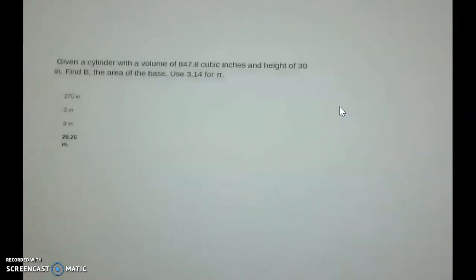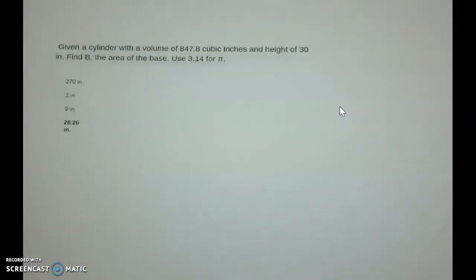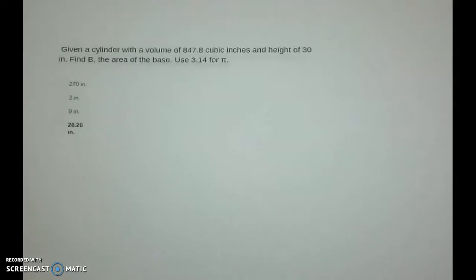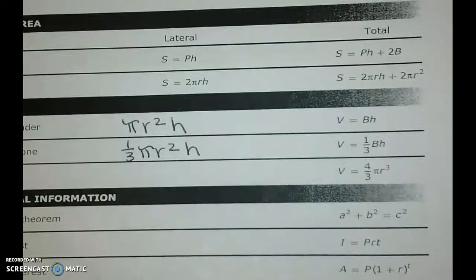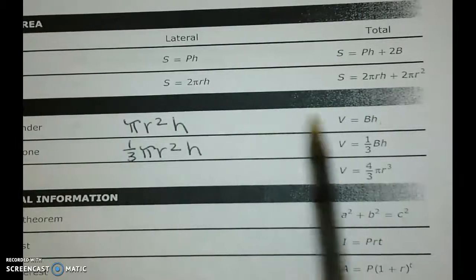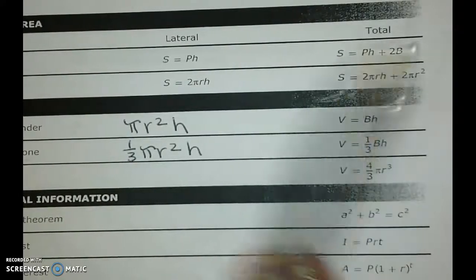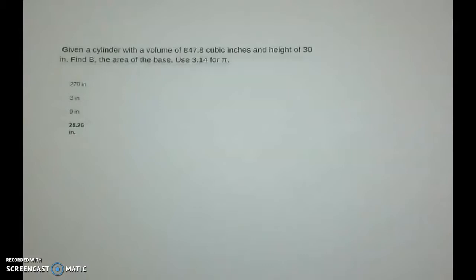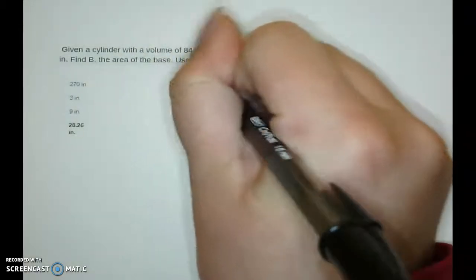So for the first question we're going to go over, it's given a cylinder with a volume of 847.8 cubic inches and a height of 30. Find B, the area of the base. So for this one, I don't see anything about a radius. I don't see anything about a diameter, but I do see about an area of the base. So it's a cylinder, so we're going to write this formula down. V equals big B times H.